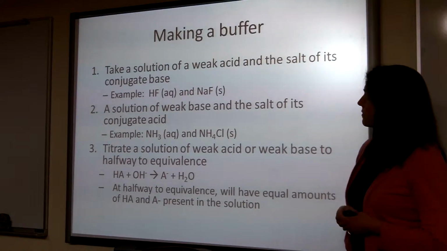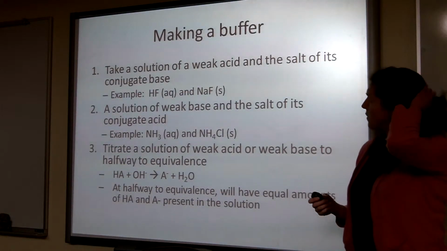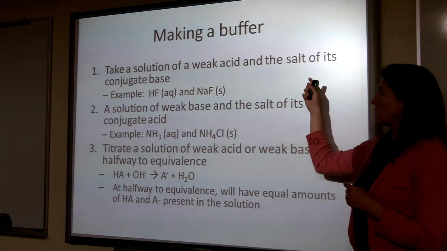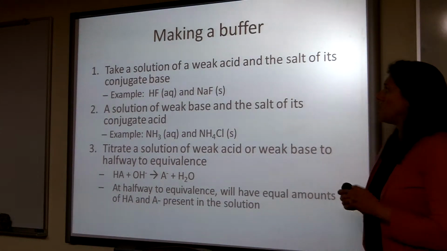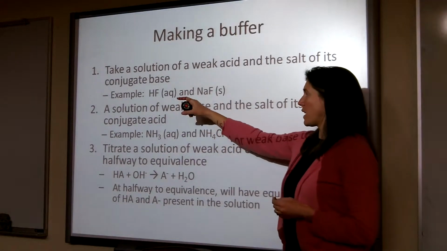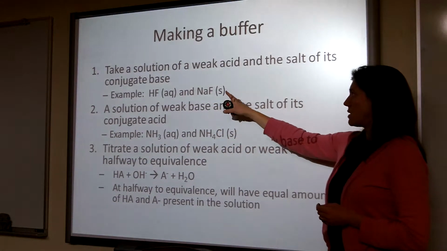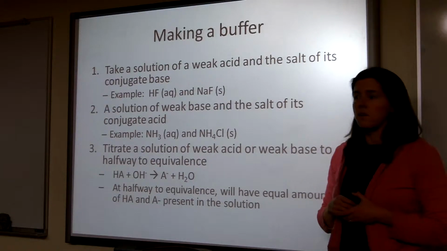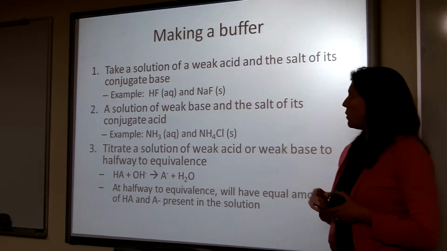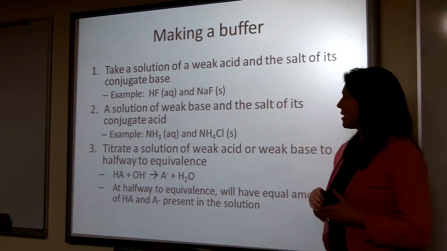So, a couple different ways of making a buffer. What many of you did in the lab is we took a solution of weak acid and the salt of its conjugate base. So for example, you might have aqueous hydrofluoric acid and add some solid sodium fluoride to it. So HF is your weak acid. The fluoride ion, once this dissolves, is going to be your conjugate base.